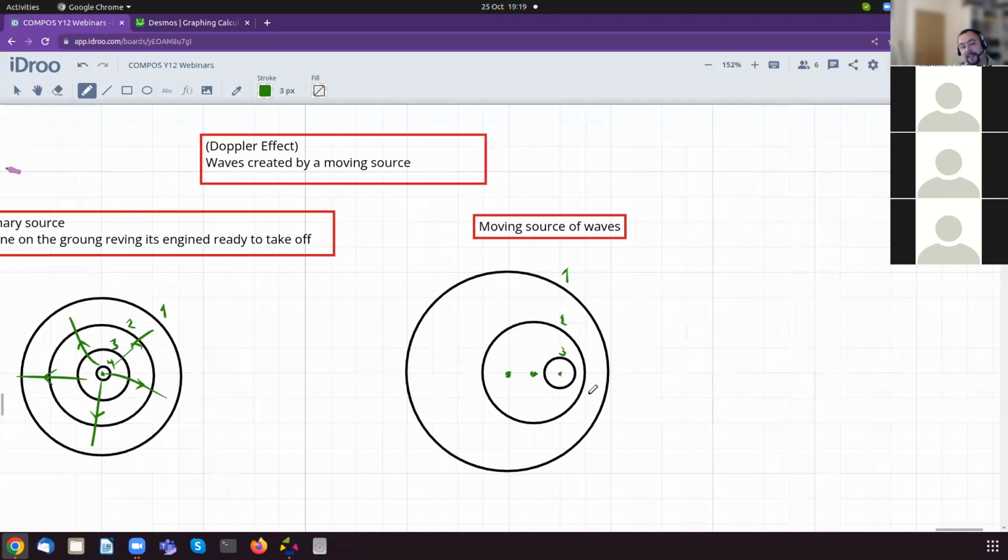So you can see this shape, and if you're standing here, the waves are shorter, and if you're standing here, the waves are longer. But we're not talking about this. We're not really talking about the Doppler effect. That's not what I'm interested in.